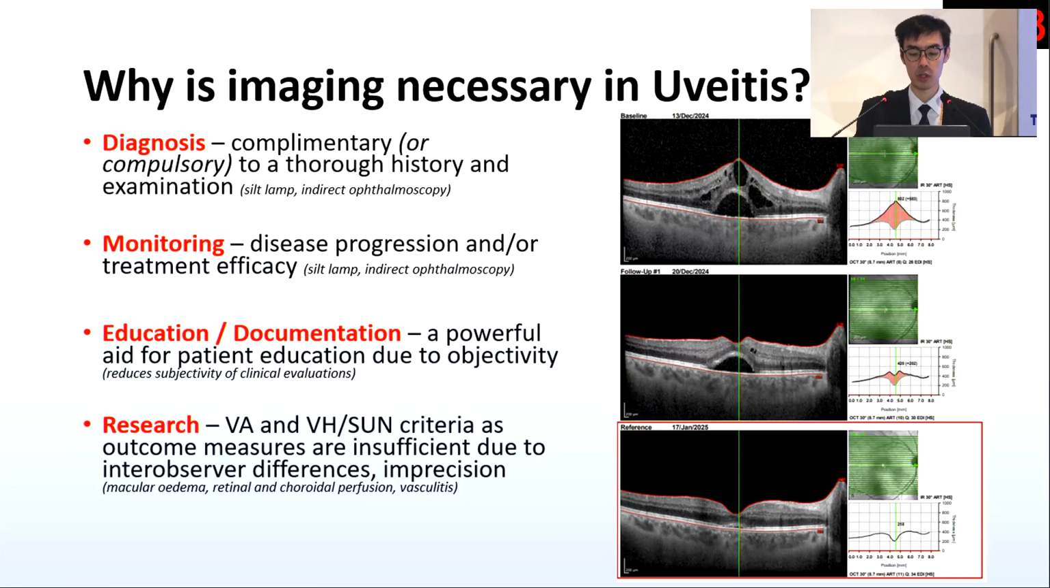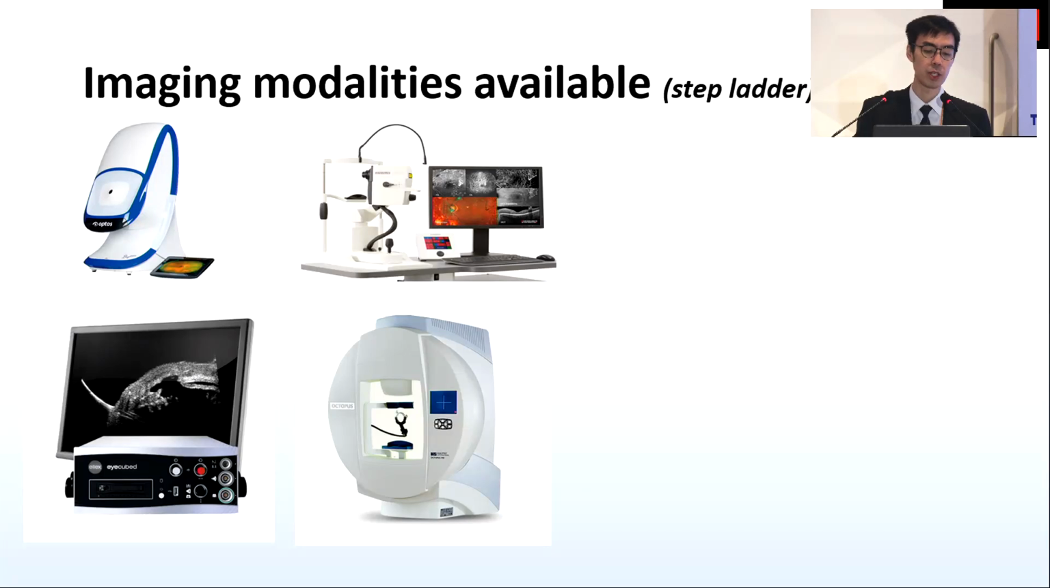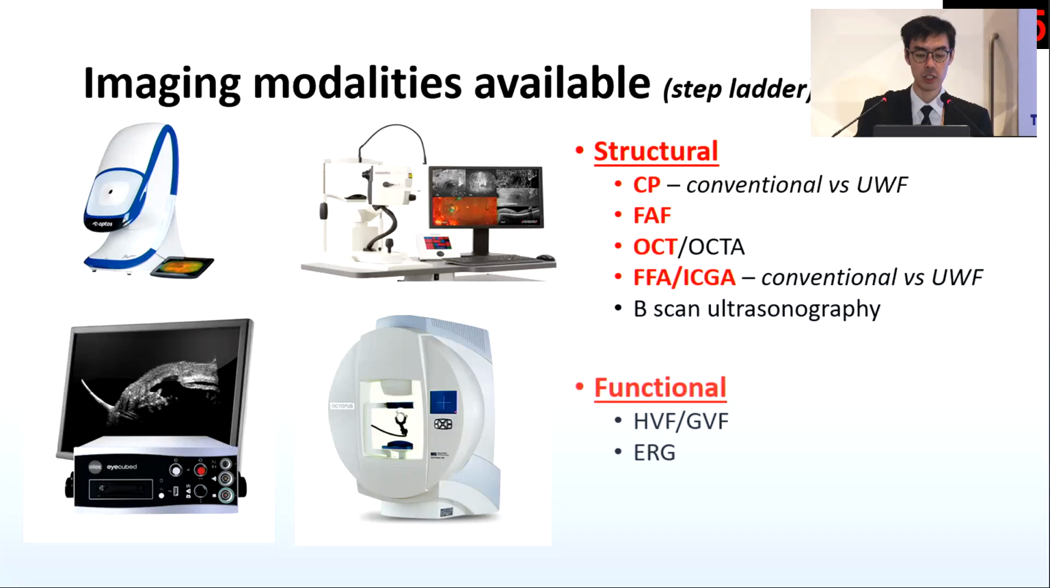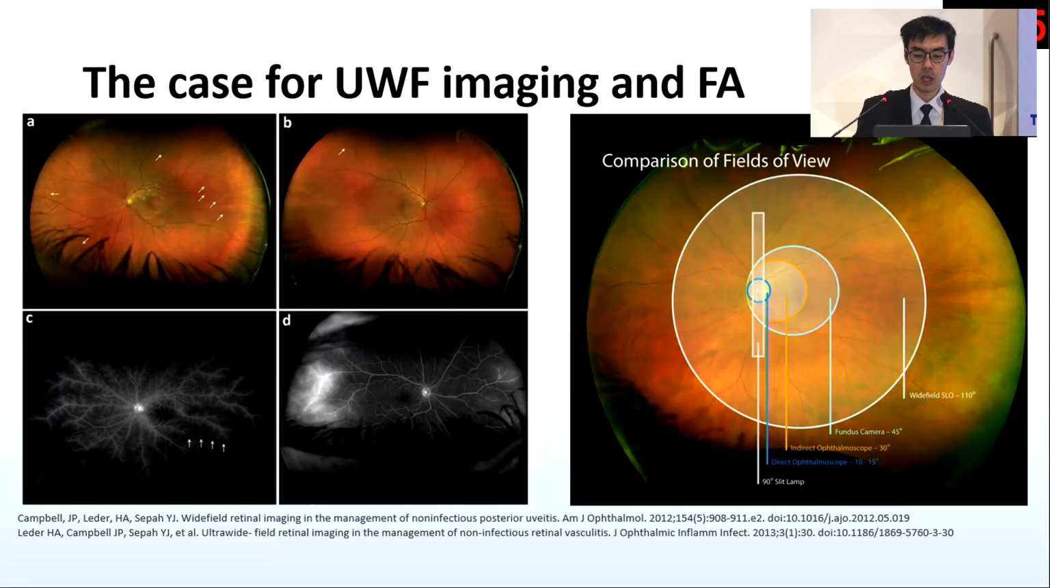So let's go into some of the thinking I have about imaging. Firstly, we have multimodal imaging available right now, and I often think of imaging in 2 ways, structural and functional, and I organize them in a step-ladder approach from the most available, cheapest and repeatable to those that are slightly more invasive. You can appreciate here the case for ultra-wide field imaging.